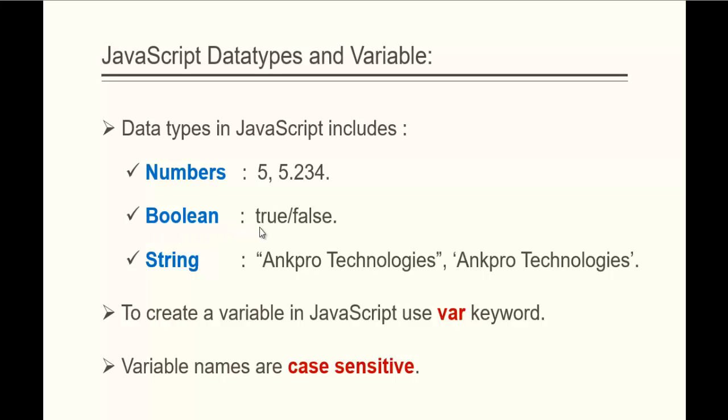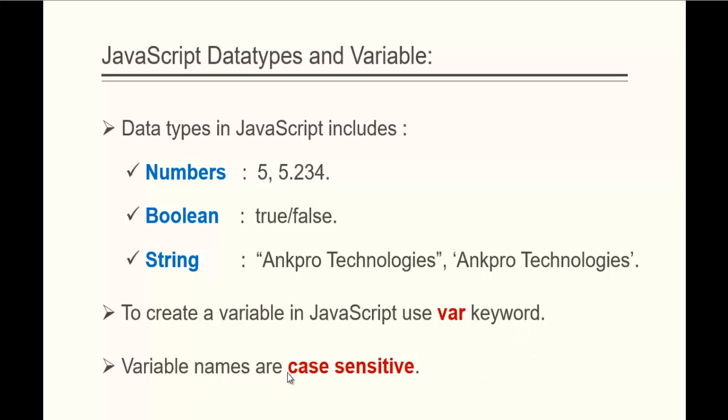Coming to the second data type, that is Boolean. It holds two values, that is true or false. And how can you create a string with the help of the string data type? If you want to create a string, you can make use of double quotes as well as single quotes.